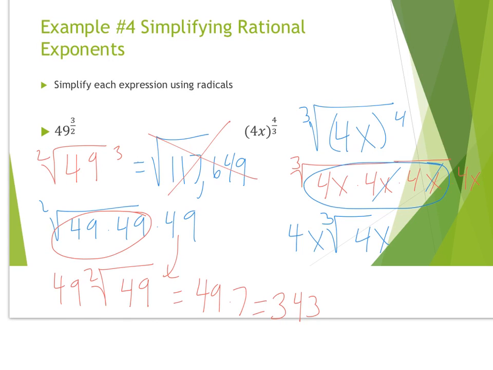Now let's see if we can simplify 4x as a cube root. That would go to 2 times 2 times x. We don't have any groups of 3, so 4x times the cube root of 4x is our simplified radical.